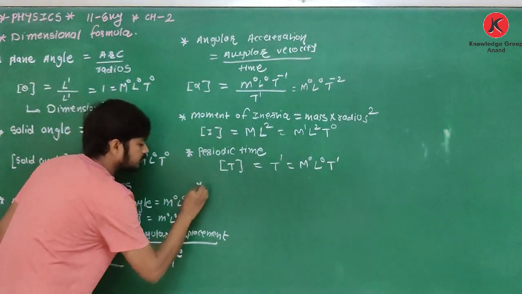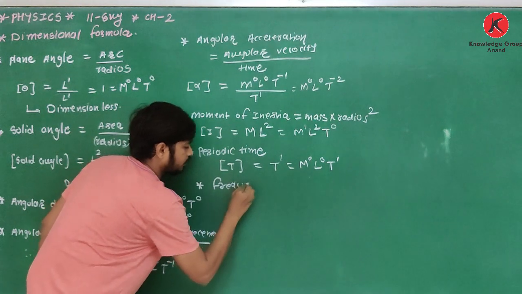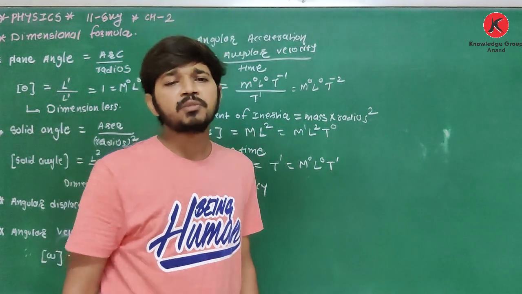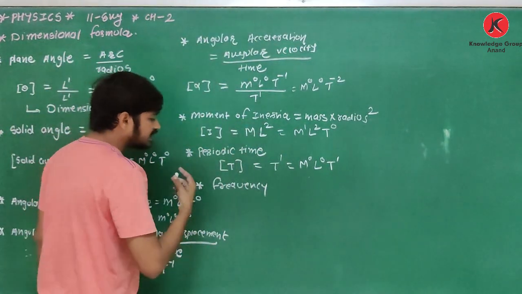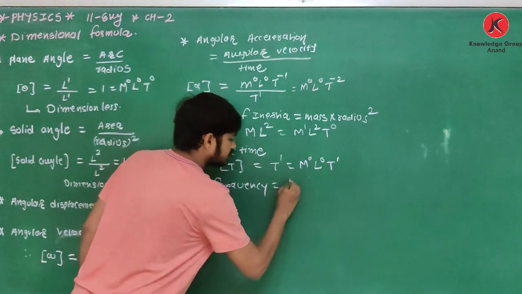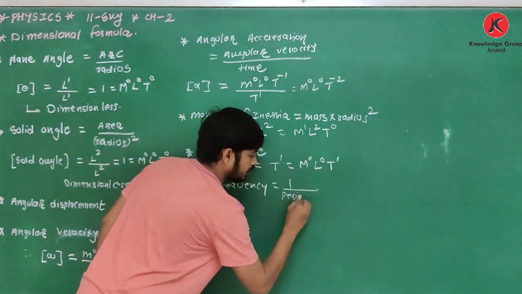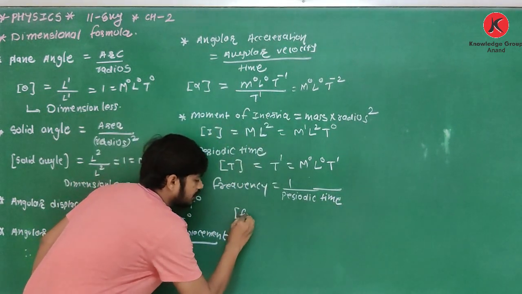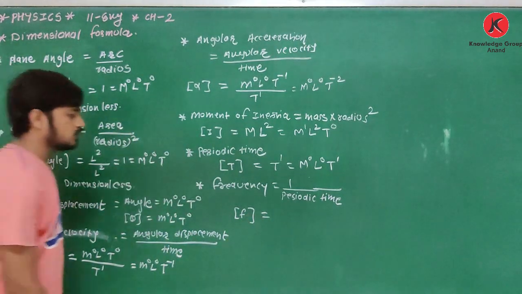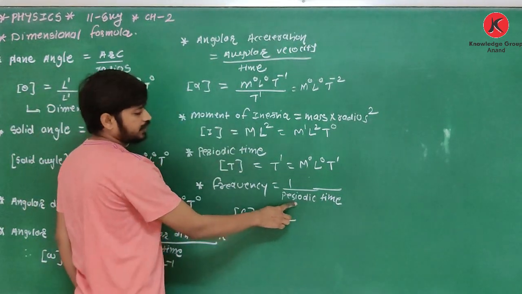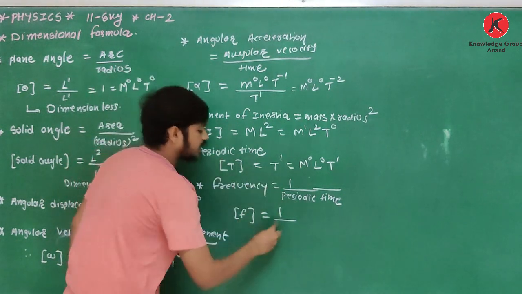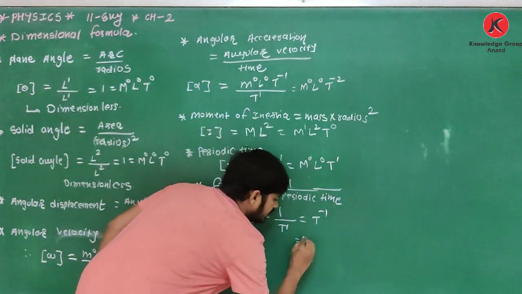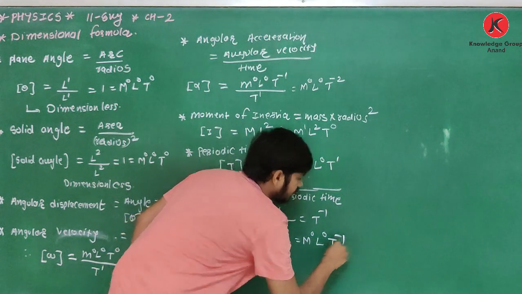Okay. Next one is frequency. And yes, frequency means what? Number of oscillations in 1 second. So frequency, we know its equation: frequency means it is 1 upon periodic time. So dimensional formula of frequency, denoted by F, is equal to 1 upon dimensional formula of periodic time. What is periodic time? Its dimensional formula is T1. So it is T minus 1, or I can write it is M0, L0, T minus 1.